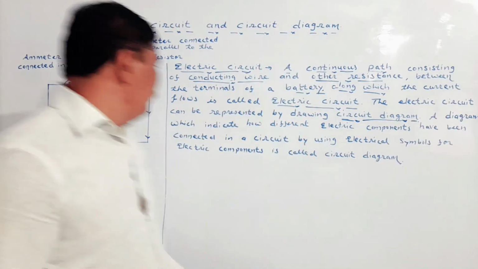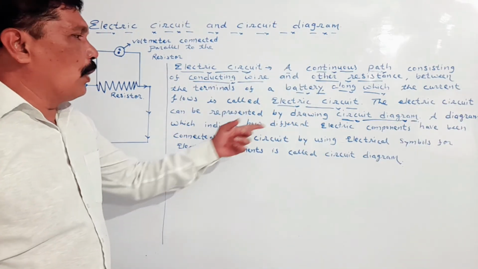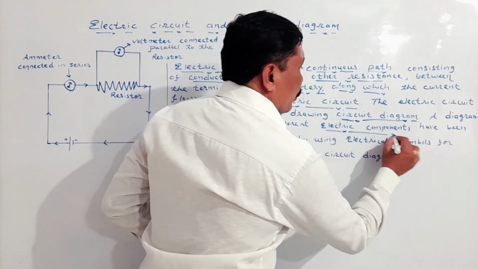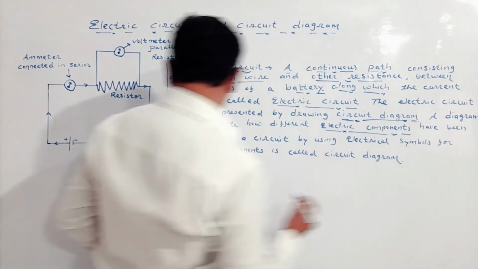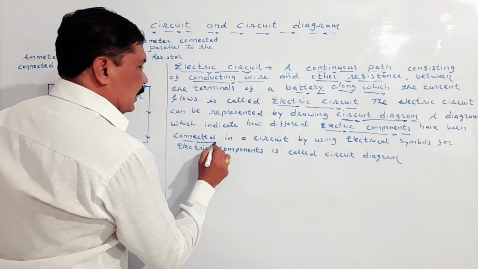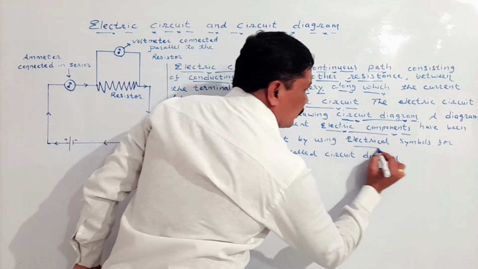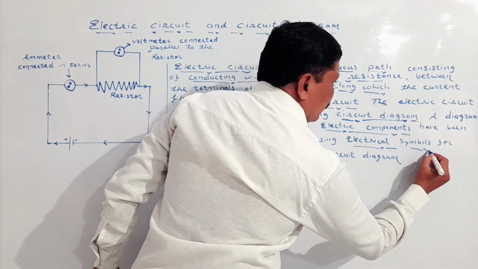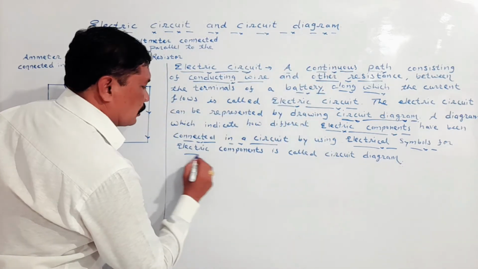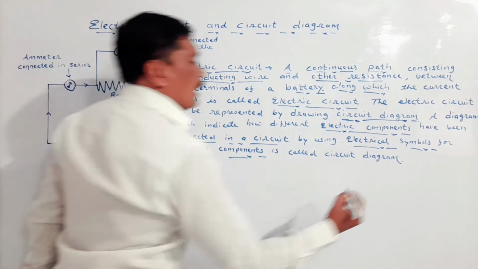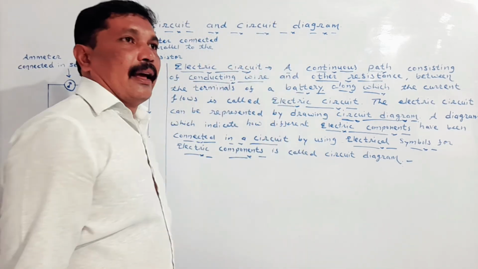A diagram which indicates how different electric components have been connected in a circuit by using electrical symbols for the electrical components is called as circuit diagram.